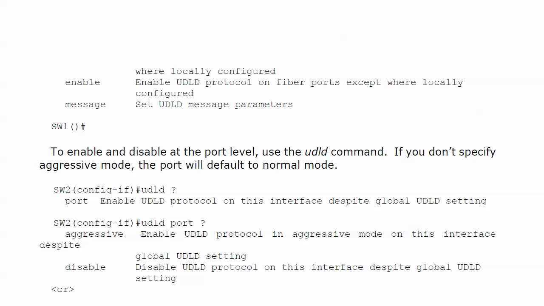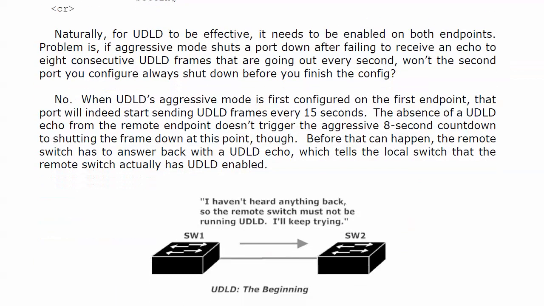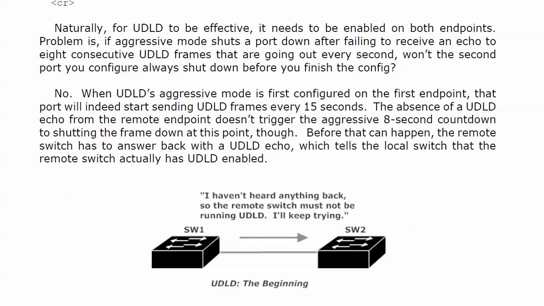And naturally, for anything like this to work, it has to be enabled on both ends, right? I mean, otherwise it's not going to do us much good. But there's a conundrum in there, because if aggressive mode shuts a port down after failing to get a message back in echo to 8 consecutive UDLD frames, and they're going at every second, won't the second port you configure always shut down before you finish the config? You see what I'm saying?